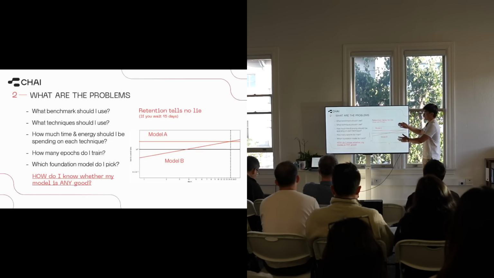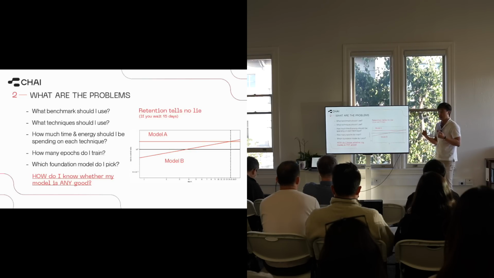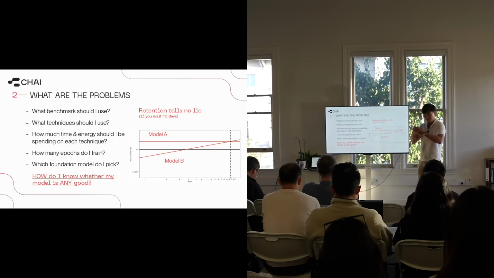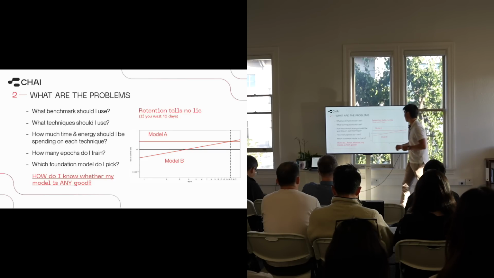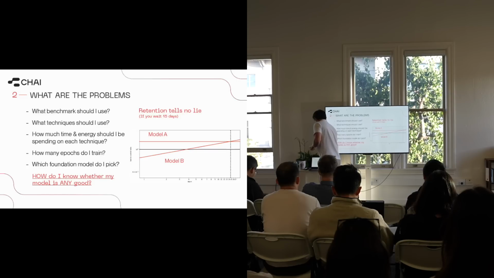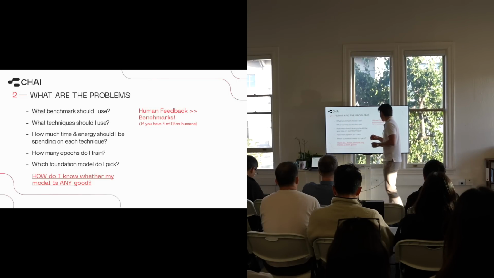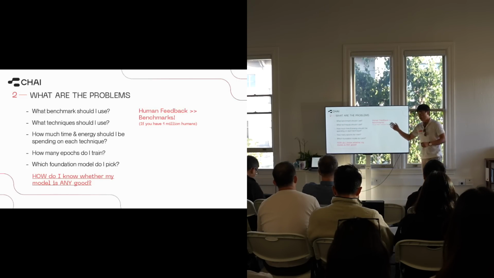And yes, retention does not lie, which is probably the most robust thing you can do, right? Which is, does this model actually retain users? Have you built a good model? A good model should be a model that users prefer to come back to again and again, right? But the problem is you need to wait for 15 days because occasionally you get these kinds of modalities. So what we have found internally is human feedback is always much, much more important than benchmarks.